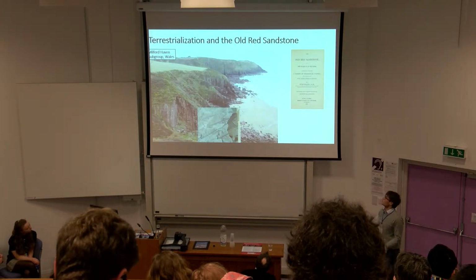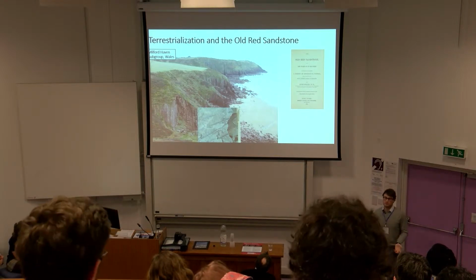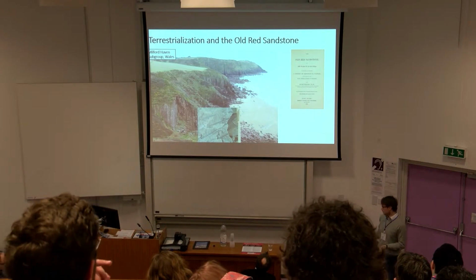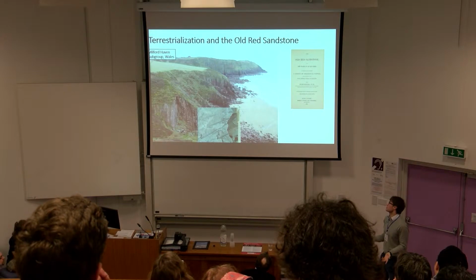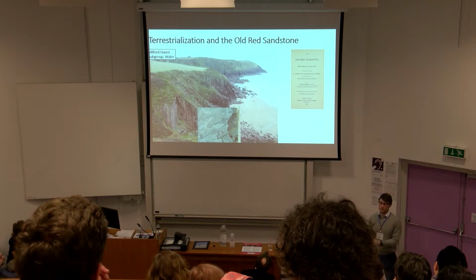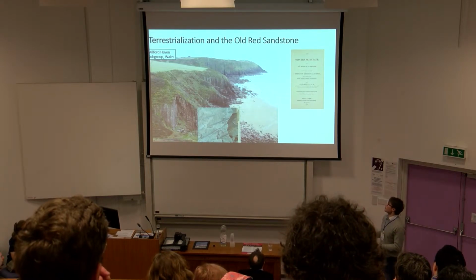So, terrestrialization. The Old Red Sandstone is a fairly good place to start, and the Canadian material is associated with that. The Old Red Sandstone has been studied since the early 1800s, and it's generally been used as the archetypal example. This is where terrestrialization is occurring. This is how we can understand the colonization of land.